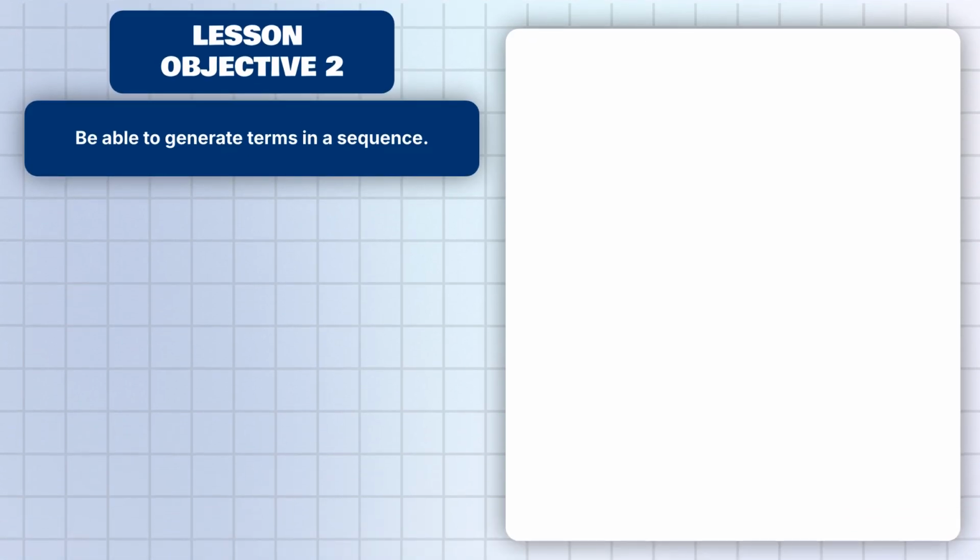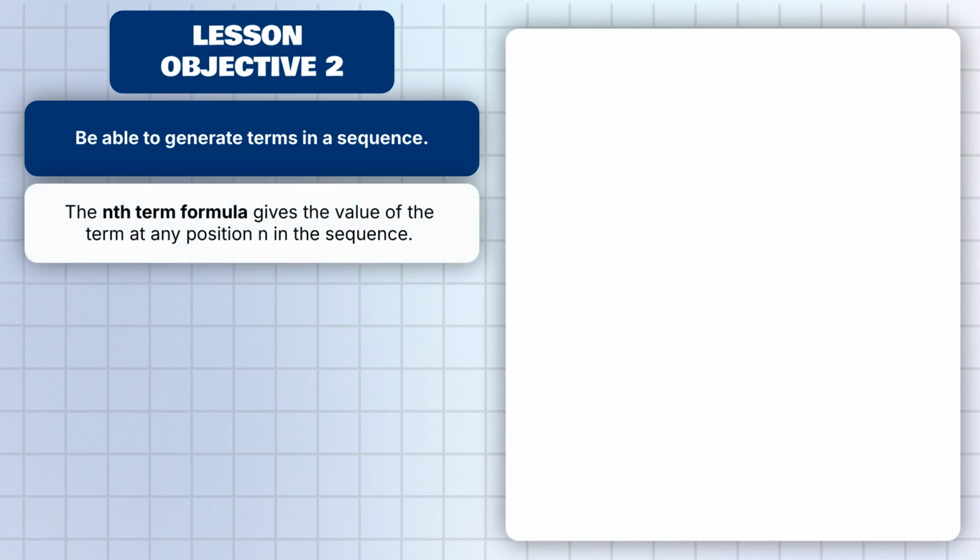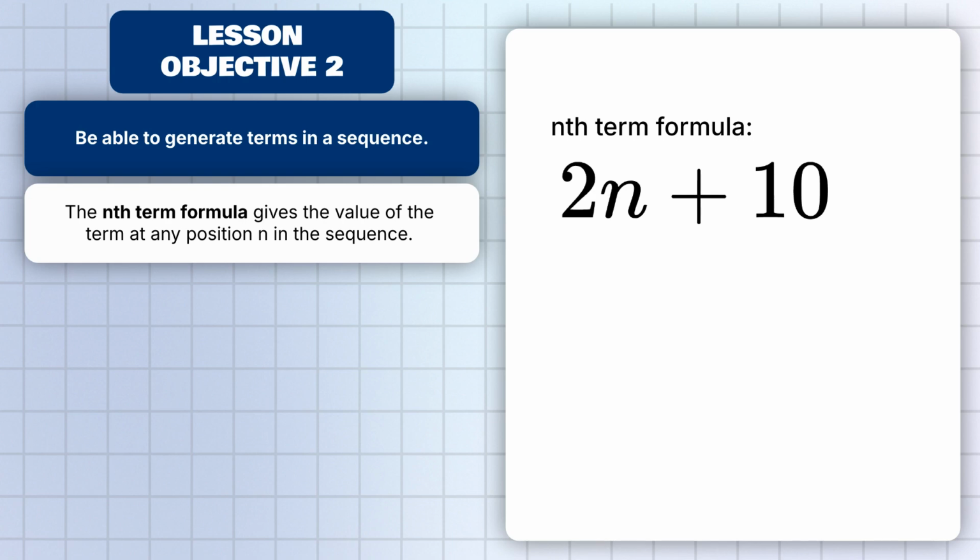There are two key ways to describe the pattern of a sequence. First, the nth term formula, which gives the value of the term at any position n in the sequence. For example, if the nth term formula is 2n plus 10, then we can substitute in any value of n to find that term in the sequence.